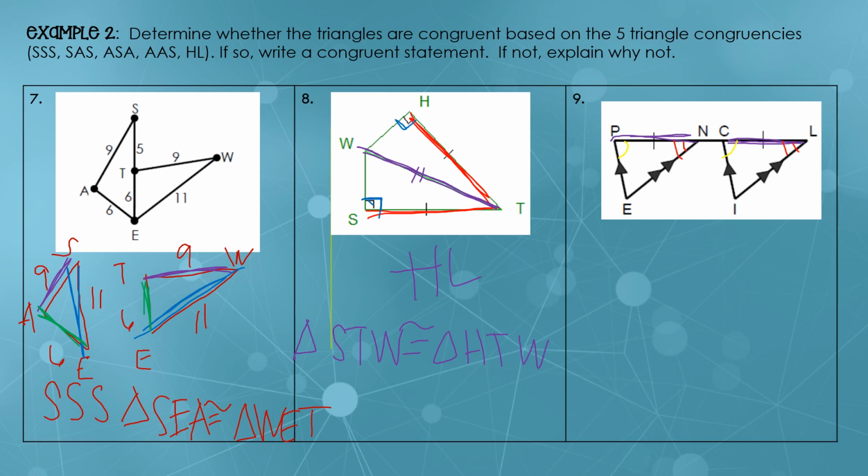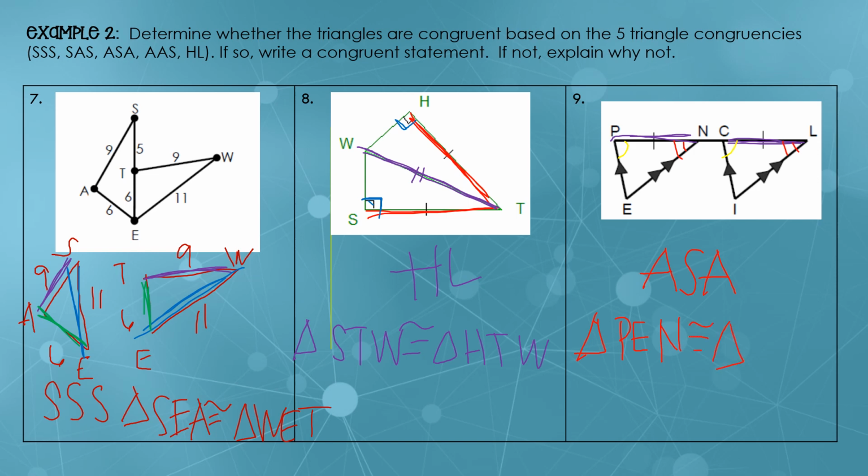So if we look at what we have, two angles marked congruent, and we have the side that touches both of those angles marked congruent. So these two triangles are going to be congruent by angle, side, angle. For the triangle on the left, I'm going to call that PEN. And then I'm going to look at the triangle on the right. I'm going to match them up.